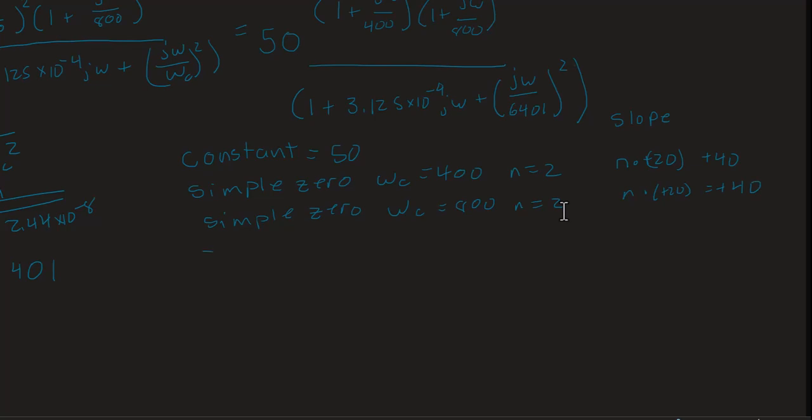And then I have a quadratic pole. In the denominator you have poles. A quadratic pole with corner frequency 6401. Poles have negative slope, and since it's quadratic, it's going to be negative 40. If it was a simple pole, it would be negative 20 times n.